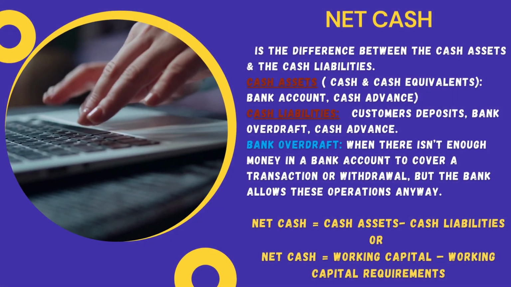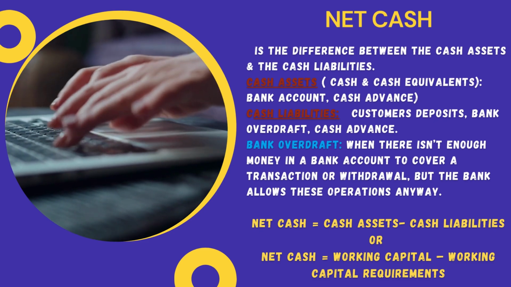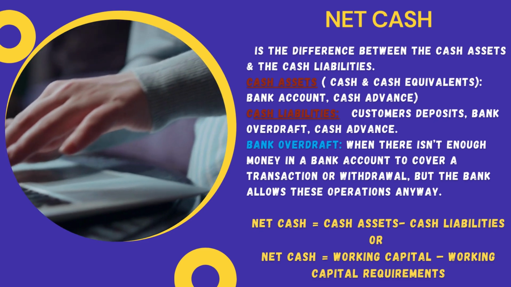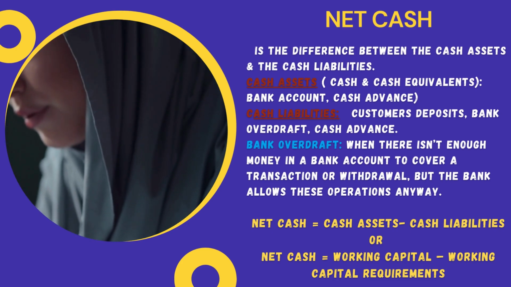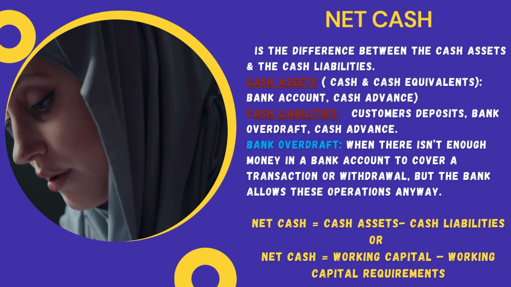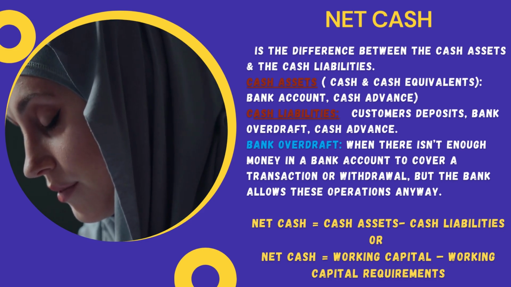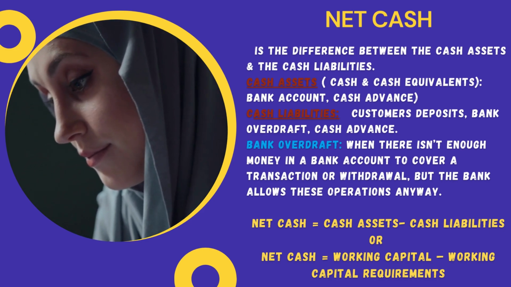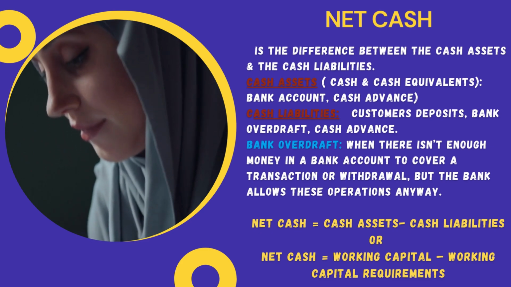The third indicator here is the net cash. What does the net cash mean? It is the difference between the cash assets and the cash liabilities. For the cash assets, we can find a bank account and cash advance. Cash liabilities are the customer's deposits, bank overdraft, and cash advance.